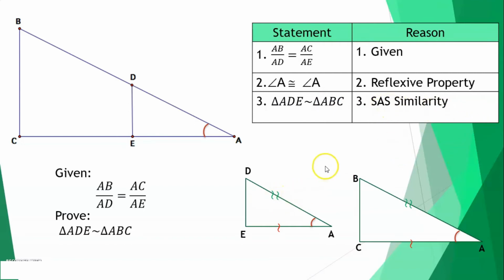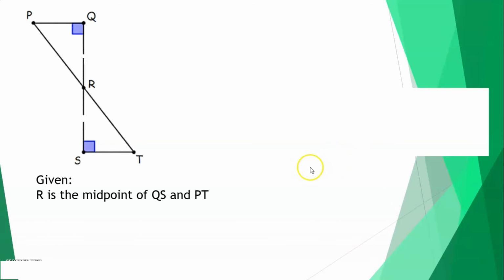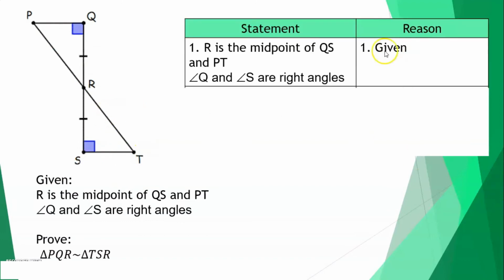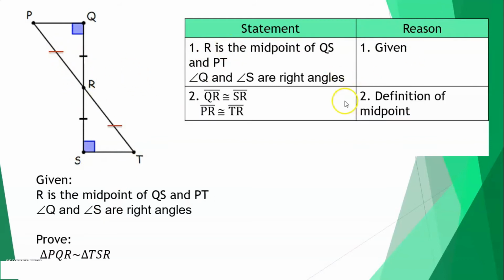So take note. Another: given that R is the midpoint of QS and PT, and angles Q and S are right angles, prove that triangle PQR is similar to triangle TSR. Making use of the two-column format, we have here our given. With this marking, we will get this. So with that, QR is equal to SR, and PR is also equal to TR. That is based on the definition of midpoint.